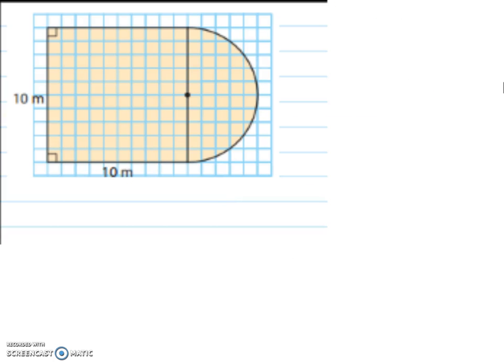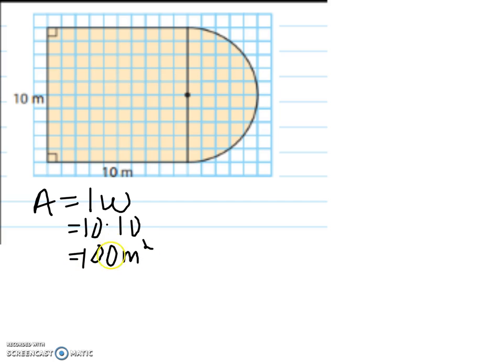So this next figure, I would find the area of the square and then the area of the semicircle and add them together. So the area of the square is length times width. 10 times 10 is 100 meters squared. So that is the area of this.